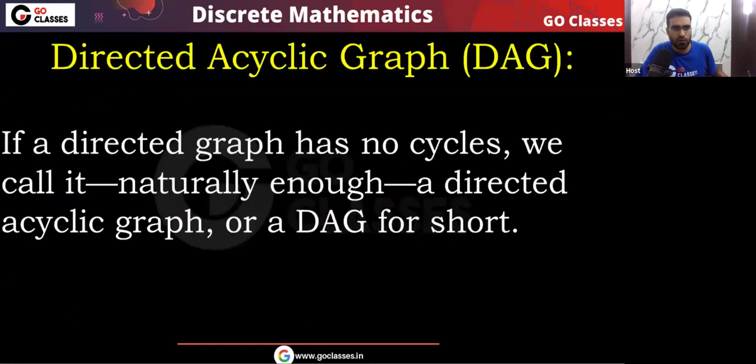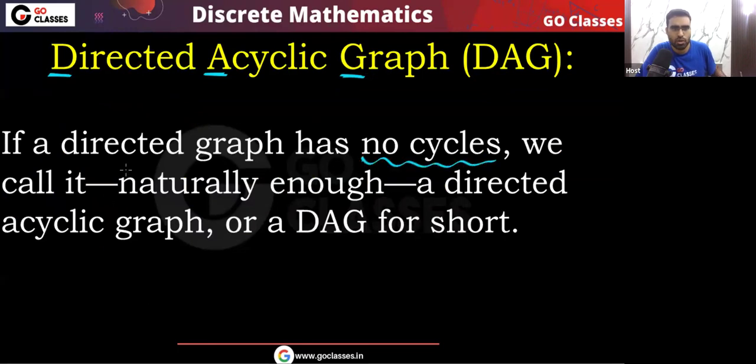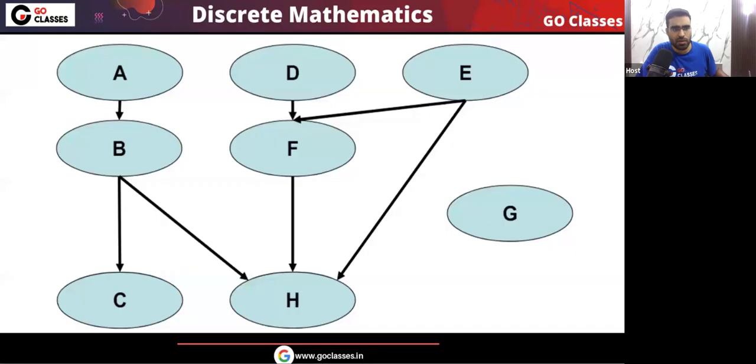First of all, let me tell you what is a directed acyclic graph. The name itself is telling you this is a directed graph without any cycle. In short, we will call it DAG. So a directed graph which has no cycle is called a directed acyclic graph, or DAG.